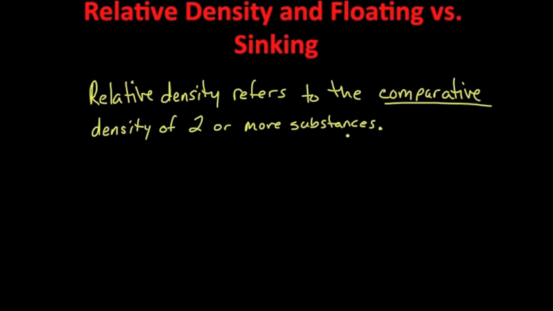And what you'll find is objects that are more dense than the substance they are in will sink, and if they are less dense than the substance they are in, they will float. Or you'll find that objects that are more dense than the substances they are around will sink towards the bottom, and objects that are less dense than the substances they are mixed in with will tend to rise to the top.